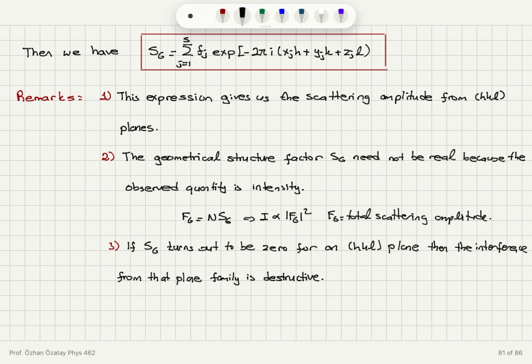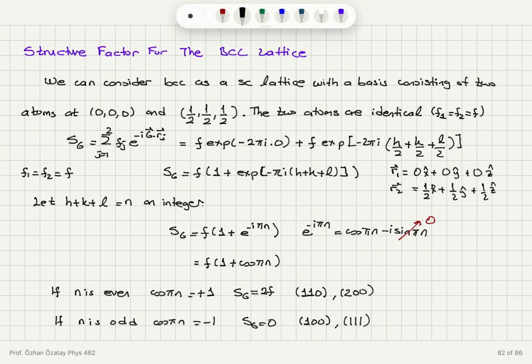And since the intensity is determined by the absolute square of Fg, Sg can also be complex. And if we find that this geometrical structure factor is 0 for a certain HKL plane, that implies that we will have no diffraction peak observed from that plane.